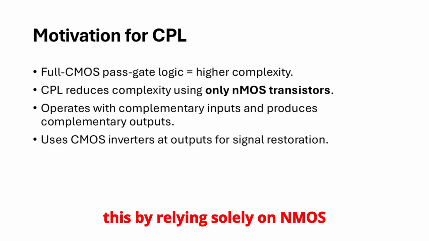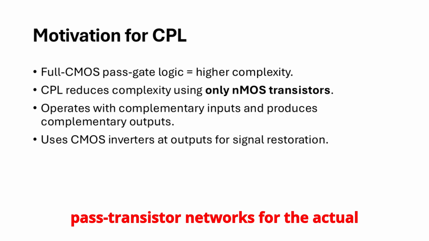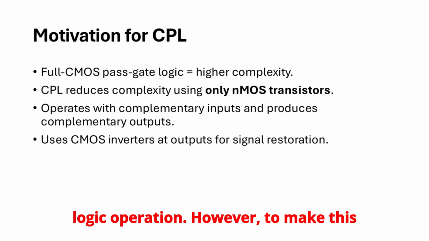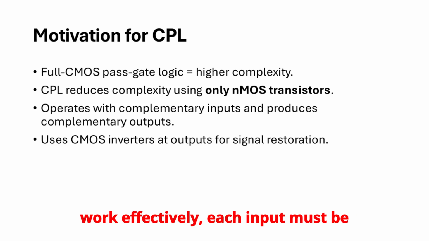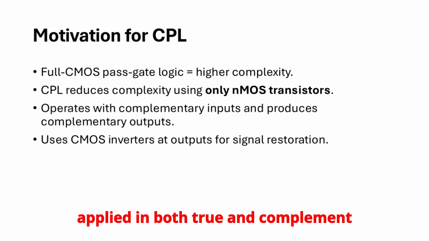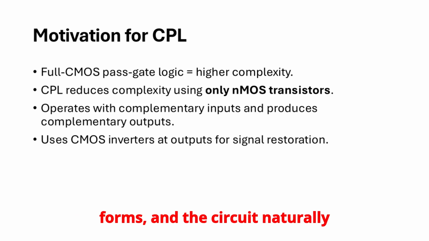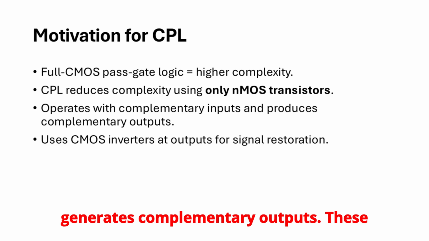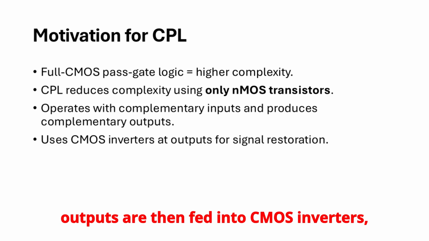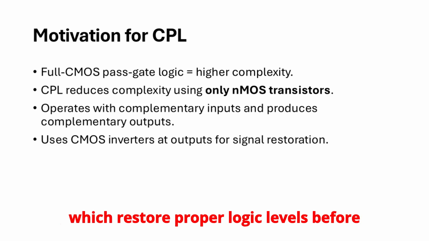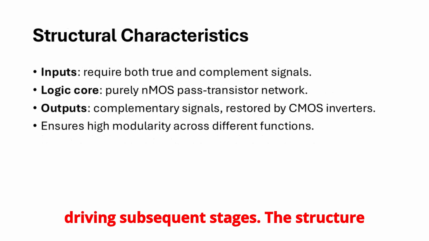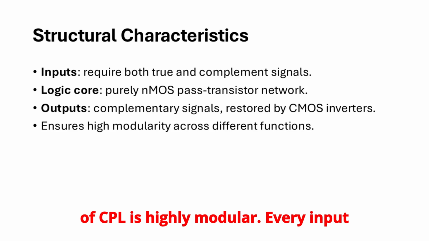CPL simplifies this by relying solely on NMOS pass-transistor networks for the actual logic operation. However, to make this work effectively, each input must be applied in both true and complement forms, and the circuit naturally generates complementary outputs. These outputs are then fed into CMOS inverters, which restore proper logic levels before driving subsequent stages. The structure of CPL is highly modular.